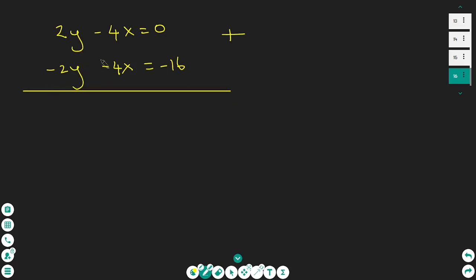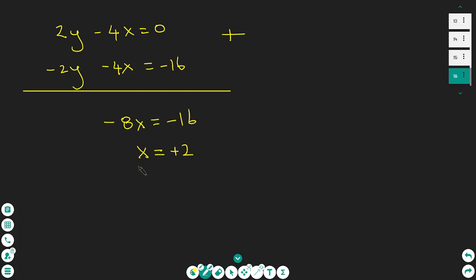Now adding these two equations, we have minus 8x equals negative 16, and if I divide both sides by negative 8, I have x equals positive 2. This is one of the solutions, one of the values of x that gives you a stationary value.